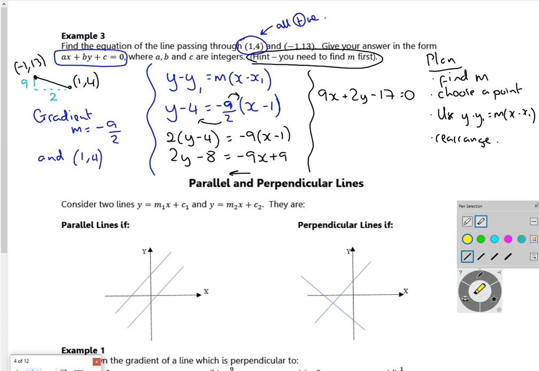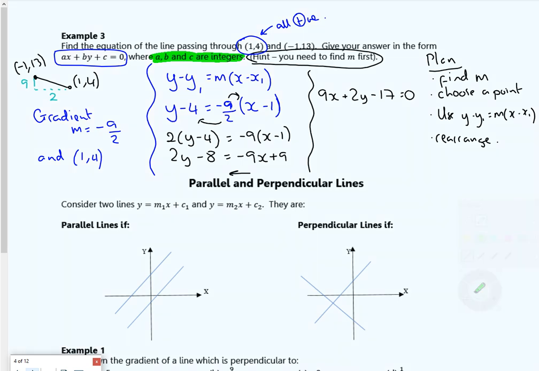Something a little bit sneaky, which gets missed, is making sure that your answers are whole numbers. What some people do is they'll multiply through on the right hand side by the minus 9 over 2 and then have stuff as fractions. We can't have fractions. It has to be integers, and that's really important.